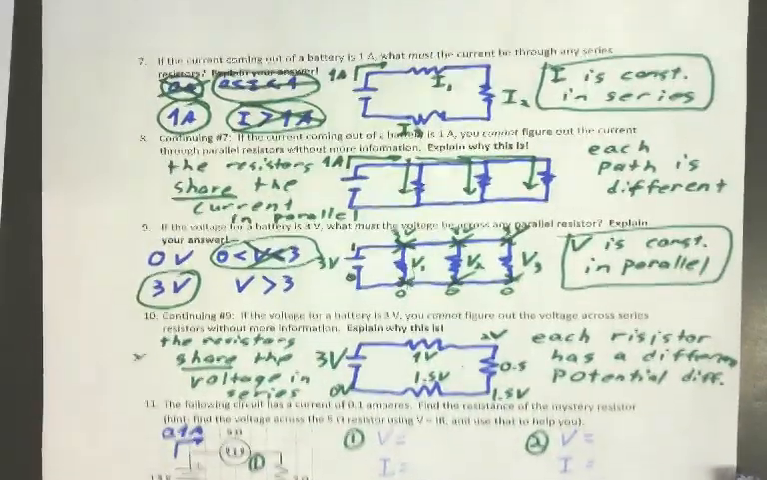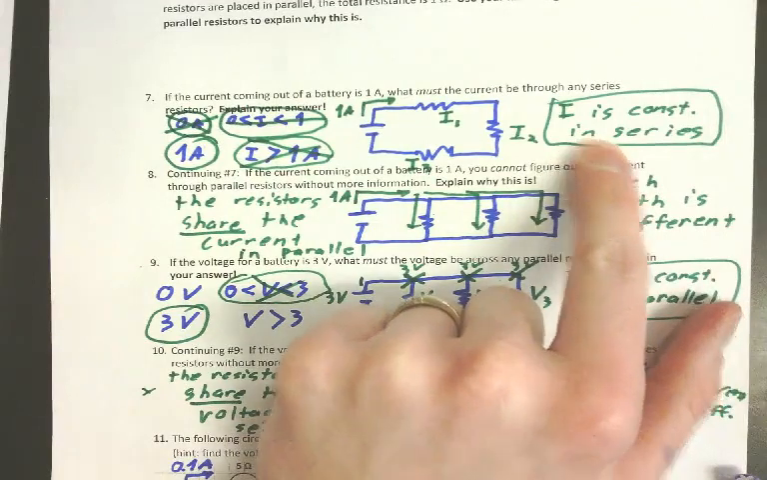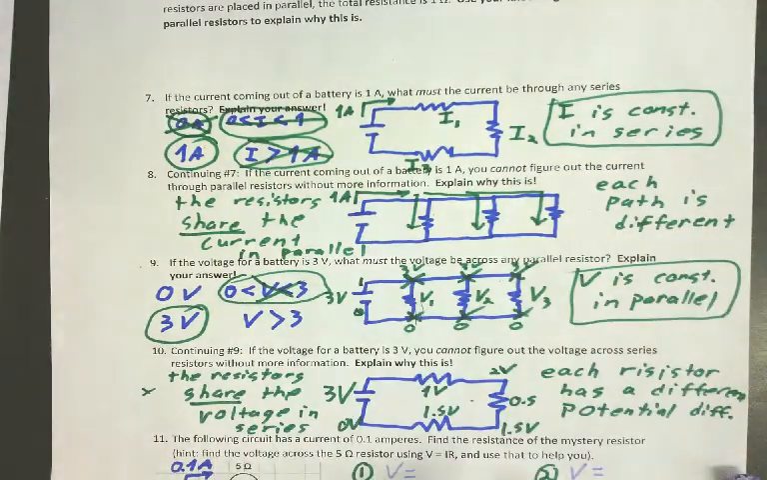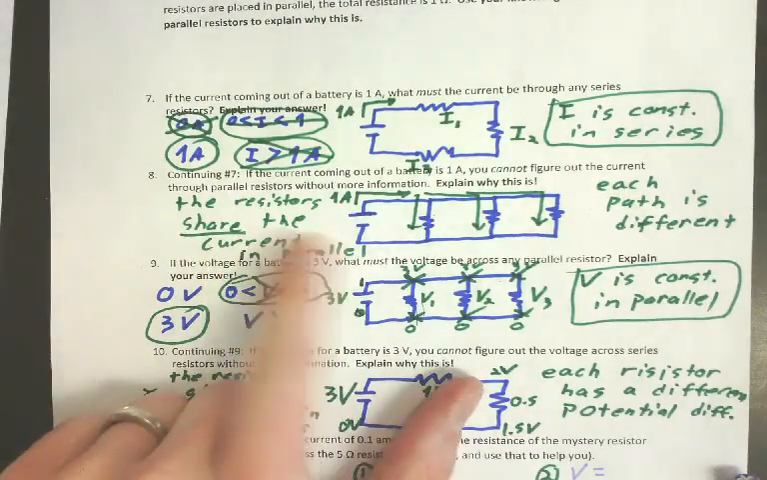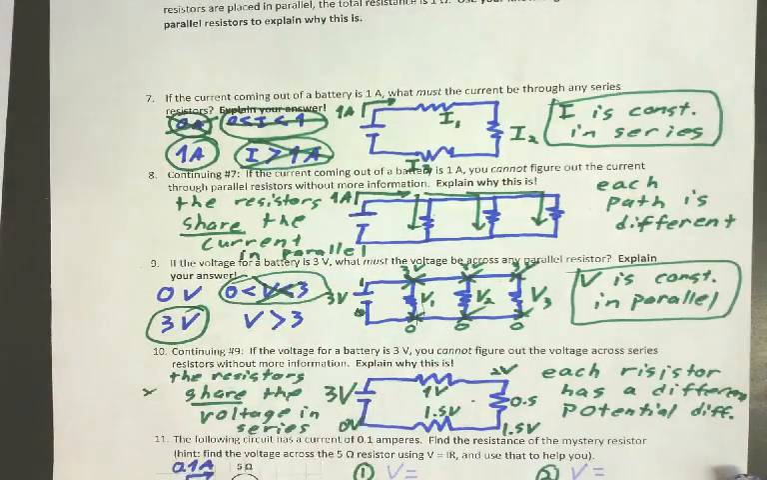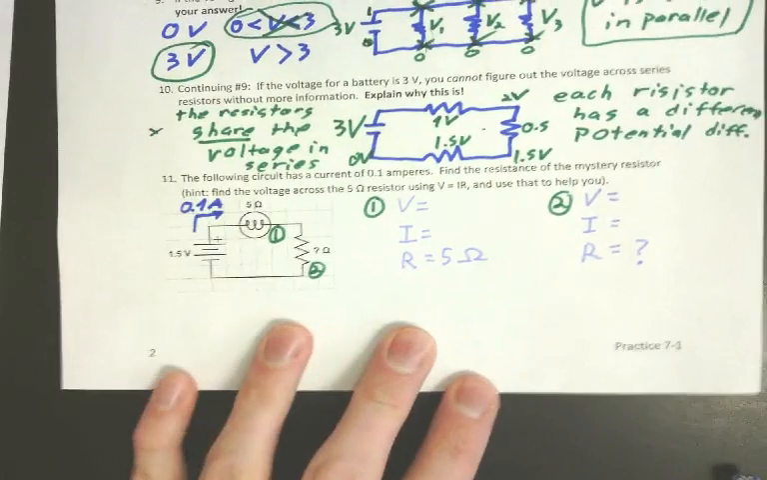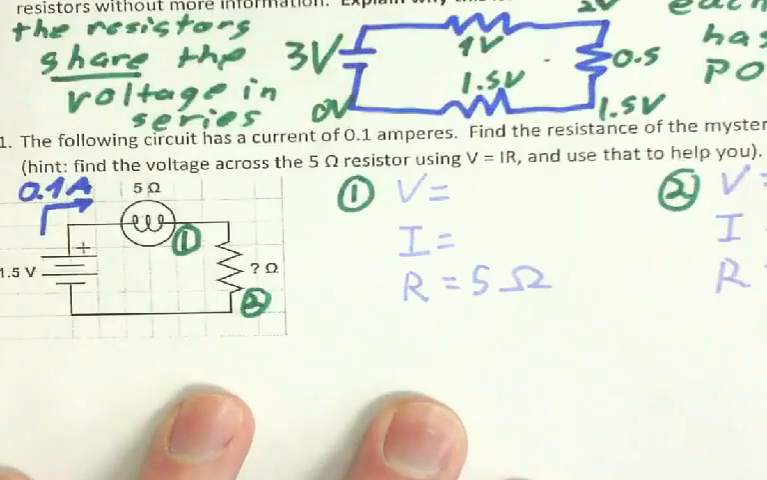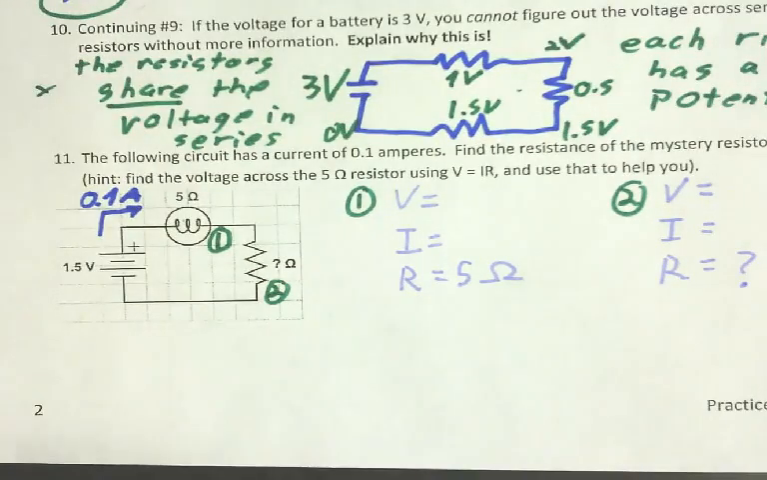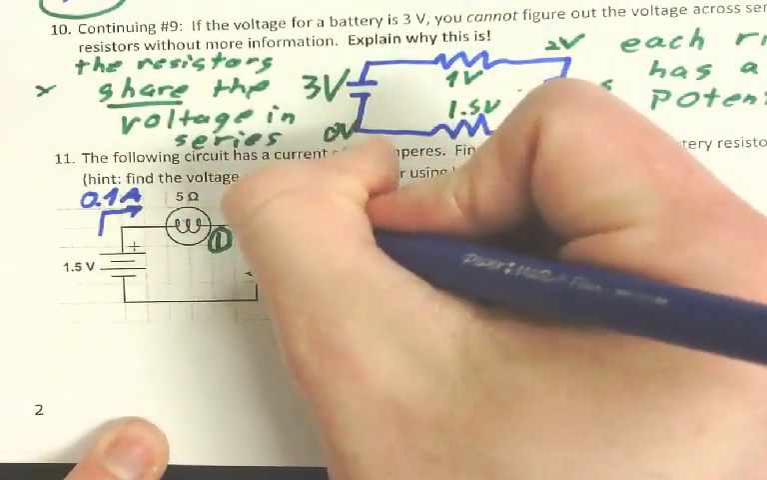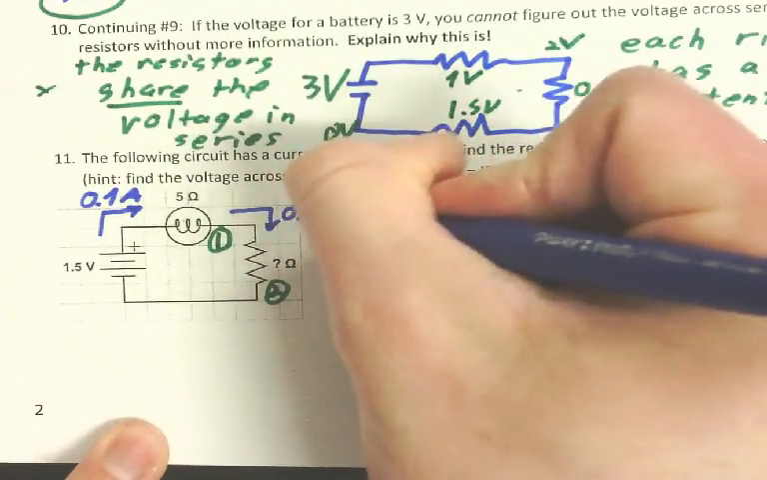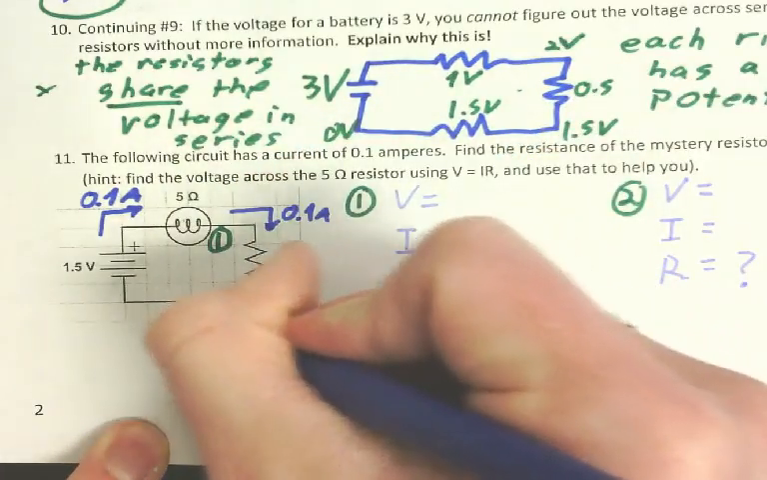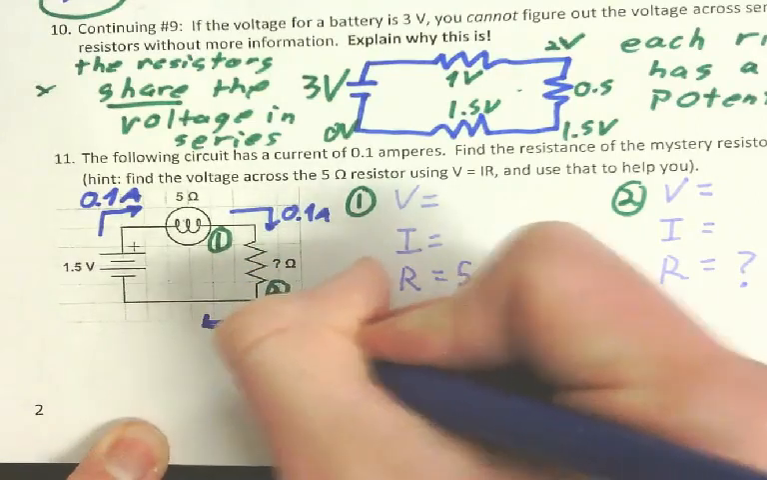Okay, first one. I is constant for everything in series, or I is split for things in parallel. So I look at this and I say, okay, is this a series or a parallel circuit? Well, they're all connected together. There's no multiple paths. There's only one path. Everything is connected together. That means everything has the same current. That's 0.1 there. This is 0.1 here. This is 0.1 here. Every single place, the current is 0.1.